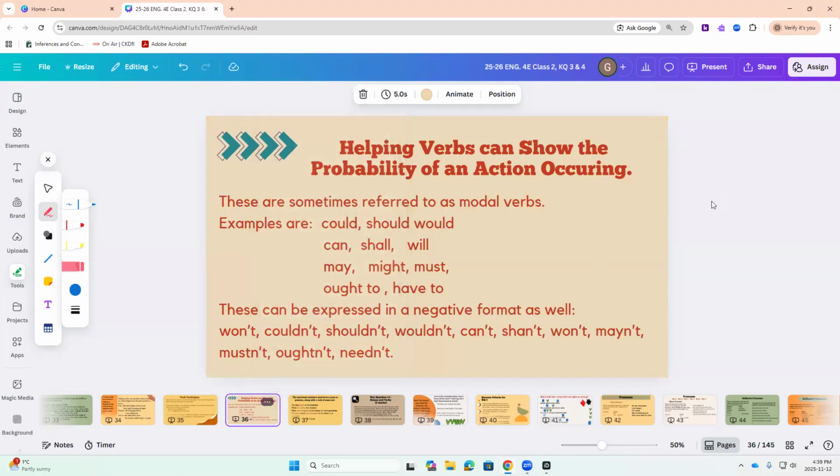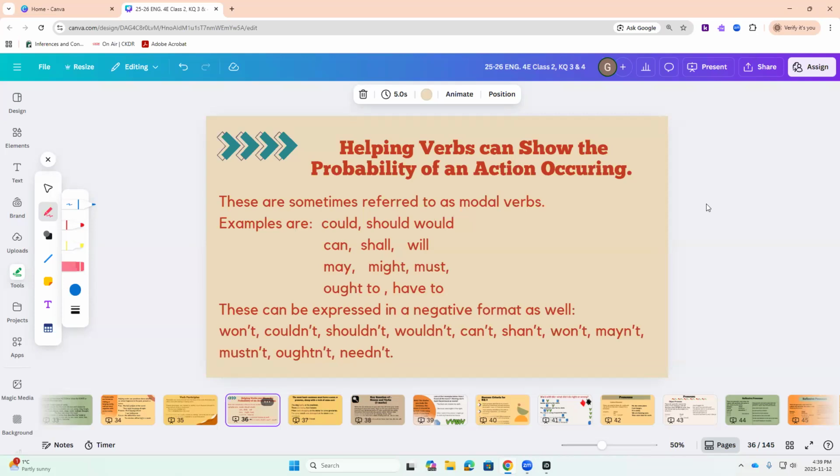Hang on. Helping verbs can also show the probability of an action occurring. These are sometimes referred to as modal verbs. I debated about whether to count that as a fourth category, but they're kind of just a special type of helping verbs, okay? Like could, should, or would.